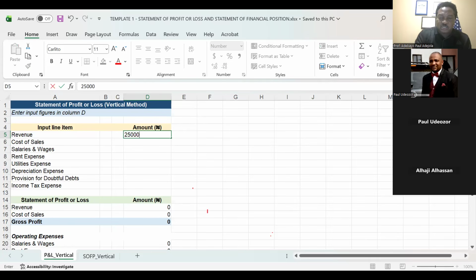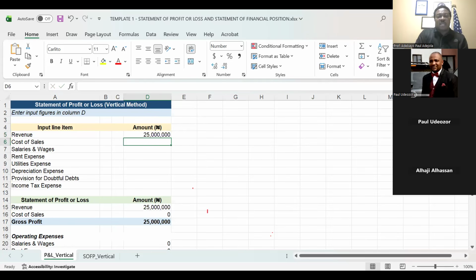25 million. Watch. Enter. The moment I put 25 million in this input line item, because I've linked this together, let me show you. Revenue, I've linked it, is equal to D5. Excel looks for D5, and that's giving us 25 million. Then our cost of sales from the question is what?